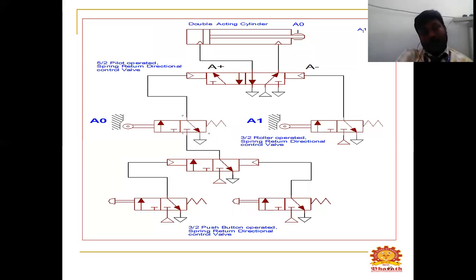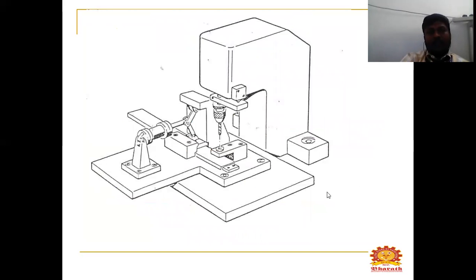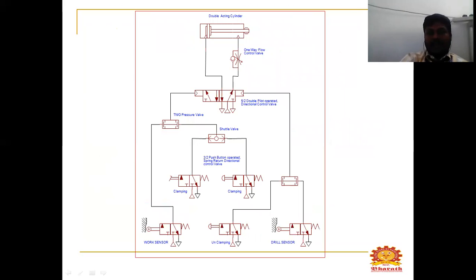And this is the cascade circuit, where if a cylinder is extended, it is taken as a plus, and if the cylinder is retracted, it is taken as a minus. For the same problem, we will use a clamping problem. Using a single acting cylinder for clamping and unclamping, the same set of sequence will be used, with a sensor. This is a drilling sensor, this is an unclamping switch, and this is a clamping switch, using a shuttle valve.